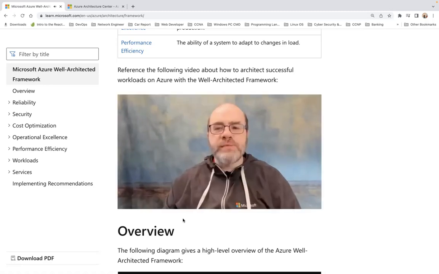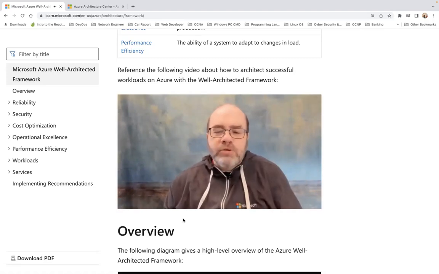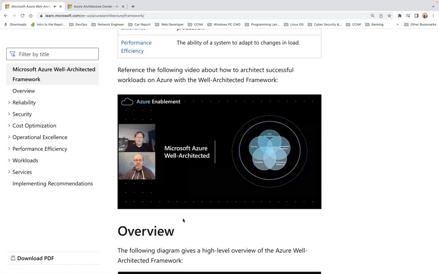Okay, so that makes total sense to me. So why this whole framework at all? Let's just answer that question straight up. Sure. As you think about architecting any particular workload, it can be harder than it looks because you have to identify which trade-offs to make to meet your business requirements. And this really gives you a consistent set of guidance to make sure you're thinking about all the right things.